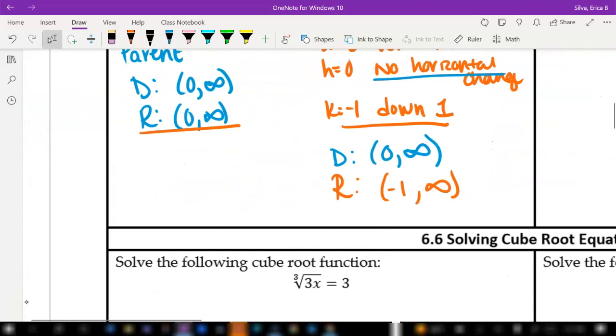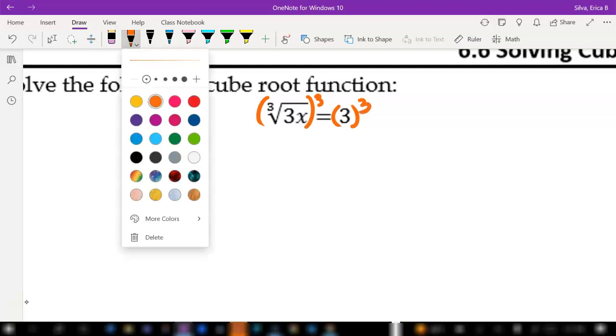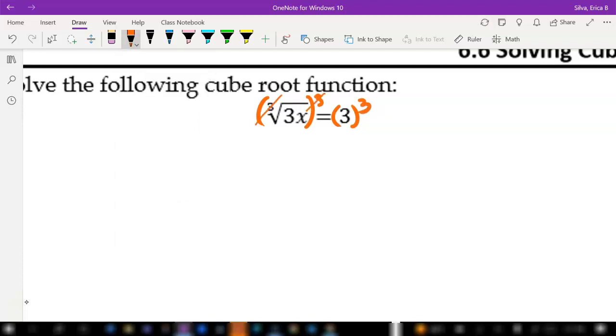Moving on to the next one, we're going to be solving cube root equations. In order for us to solve, we need to isolate whatever we're getting the cube root of, which is this expression, and it's already isolated. So the next thing we need to do is get rid of that cube root, which means we're going to cube both sides. The cube root cancels the cube, and we get 3x is equal to 3 to the third power, which is 27. Divide by 3, and x is equal to 9.